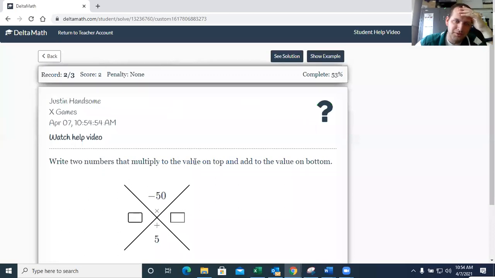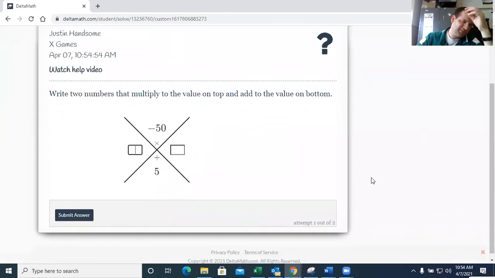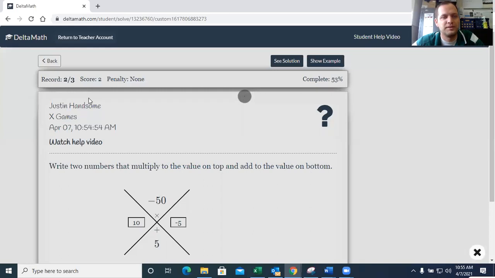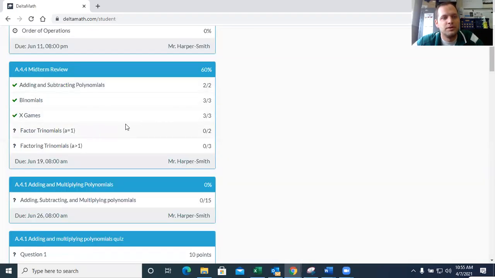Let's try one more, then we're gonna be done with these ones. All right, -50 and 5. What two numbers multiply to be -50, but add to be 5? Easy. That's 10 and -5. 10 times -5 is -50, but 10 plus -5 is +5. I know these things. We're done with those ones.